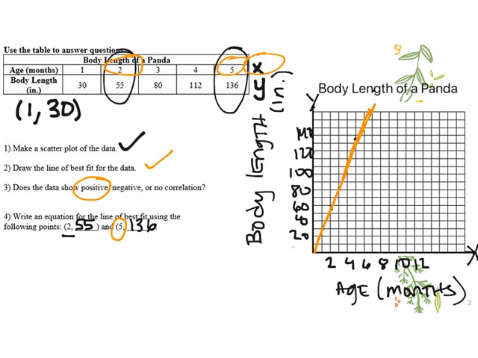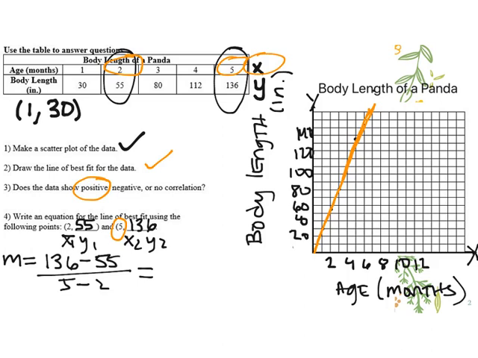So now using those points, we're going to go ahead and write an equation like we did in those previous notes, using our slope and then using a point to find our y-intercept. So I'm going to label this x1, y1, x2, y2, and then we have our y's on top, so this is going to represent our m, our slope: 136 minus 55, over 5 minus 2. On top, with our 136 minus 55, we get 81. 5 minus 2, we get 3. And when we divide 81 by 3, we end up getting 27.